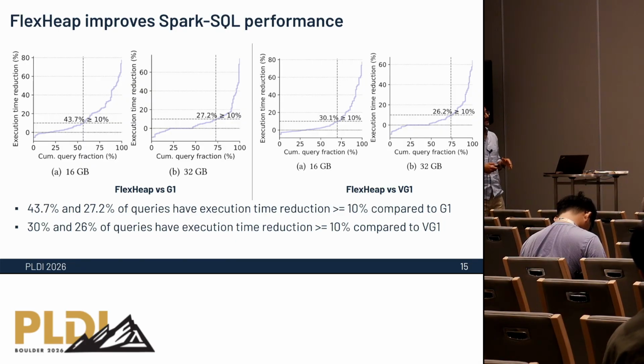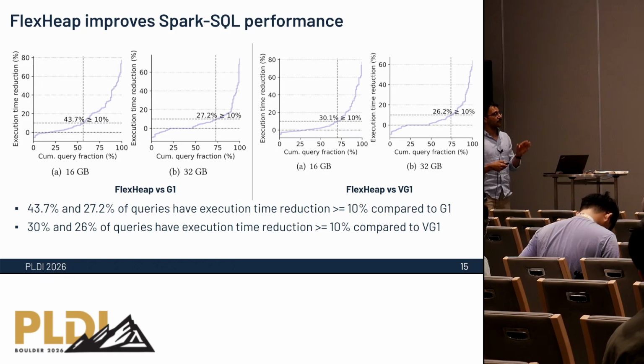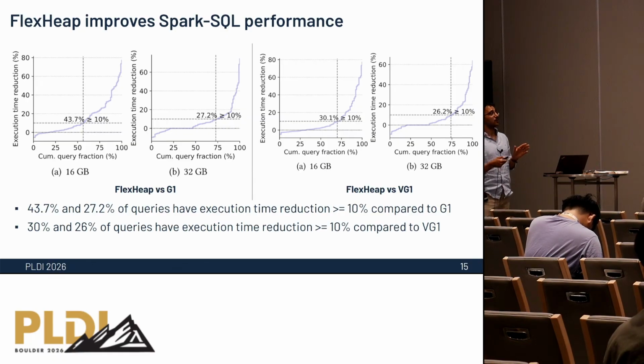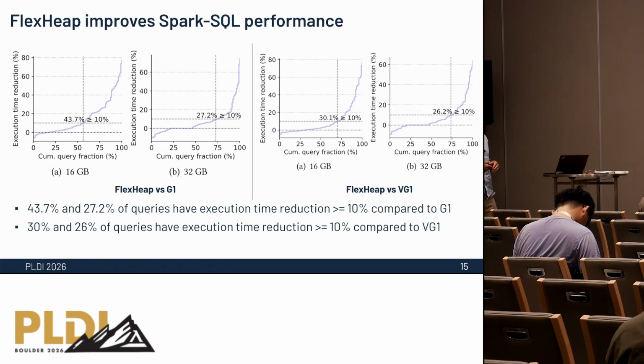Next, we show how FlexHeap improves Spark SQL's performance. We have FlexHeap versus G1 using 16 and 32 gigabytes of DRAM, and versus vertical G1. On the y-axis, we show the execution time reduction percentage, and on the x-axis, we show the cumulative query fraction. We see that 43.7% and 27.2% of queries have execution time reduction of more than 10% compared to G1, and compared to VG1, 30% and 26% of queries have execution time reduction of more than 10%.